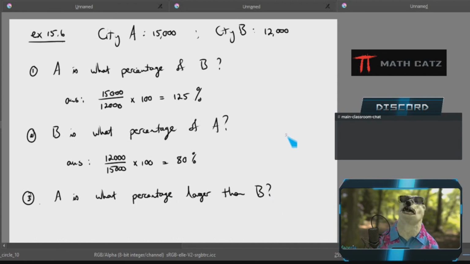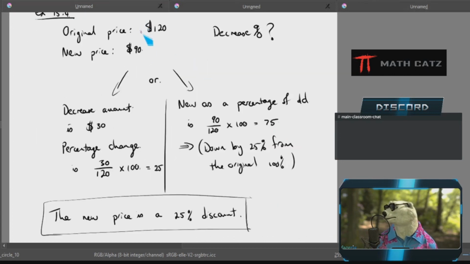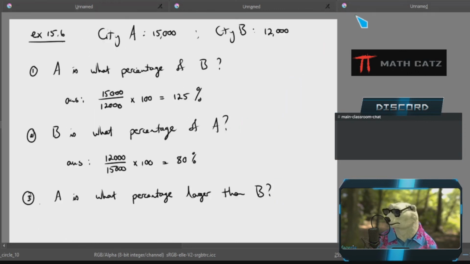So now I have to think for myself, how am I going to go about this? I have two options, just like there. This isn't true for every single thing we're going to do in the future, but often I have multiple ways to go about it, and one isn't necessarily more efficient than the other. I can focus on the change amount, or, not and, I don't have to do both, I can look at one as a percentage of the other and then deduce from that the percentage change.